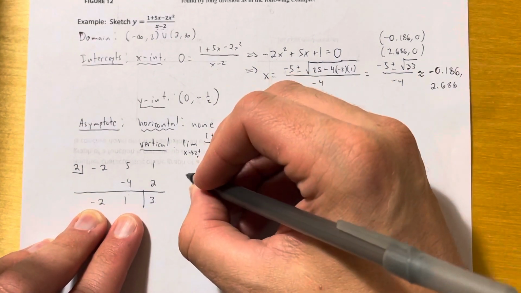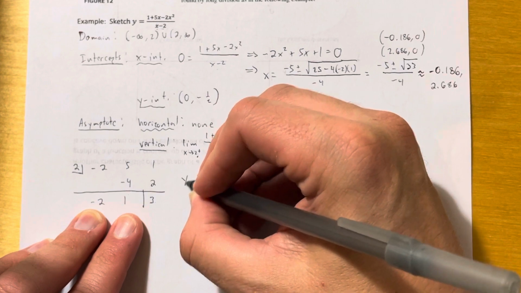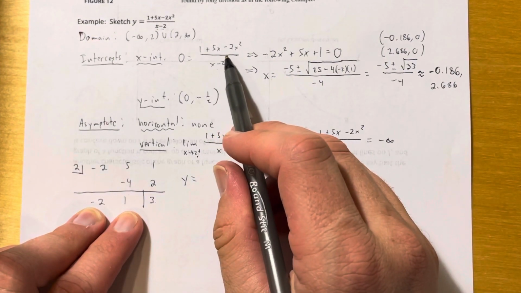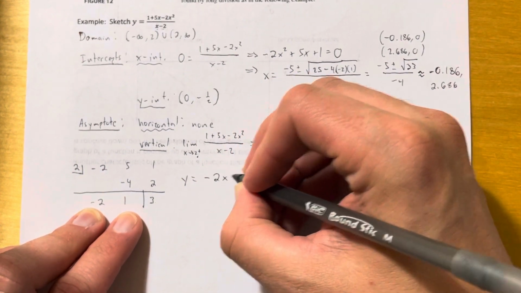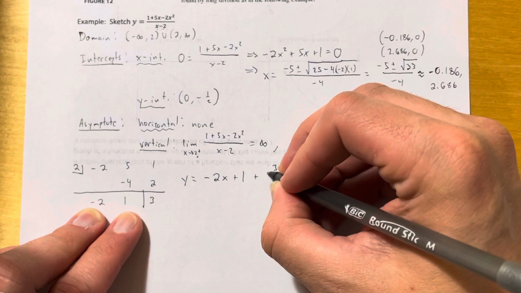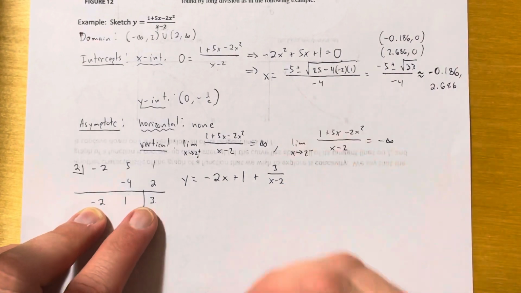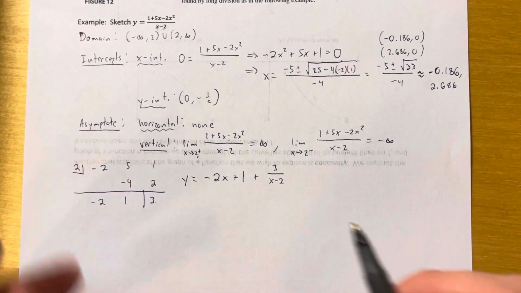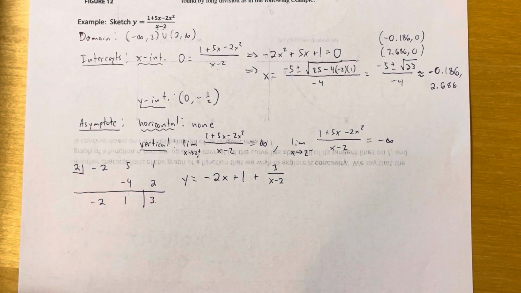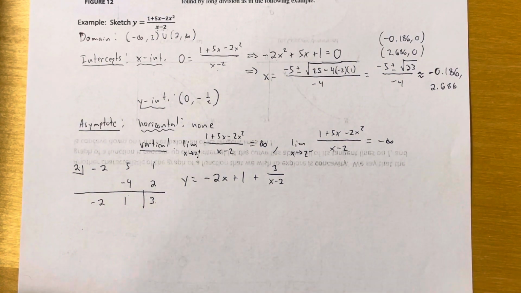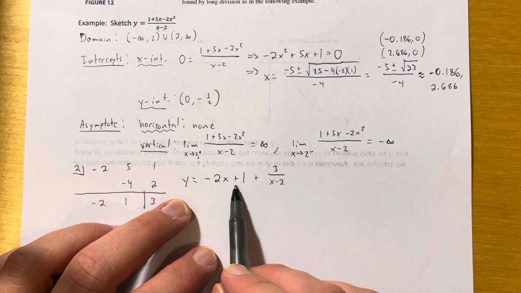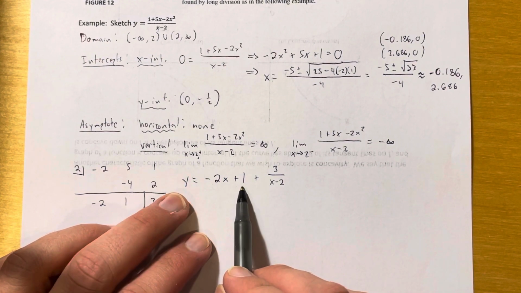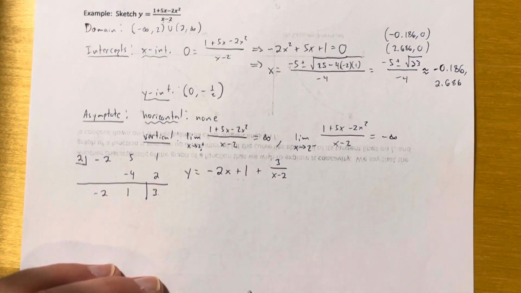So what this tells me is that my function, y equals 1 plus 5x minus 2x squared over x minus 2, is exactly the same thing as this: -2x plus 1 plus 3 over x minus 2. This 3 becomes the numerator that's left in my rational expression. When you do this synthetic division, everything except for your remainder term, this linear expression, that guy is going to be your slant asymptote. And here's the reason why.